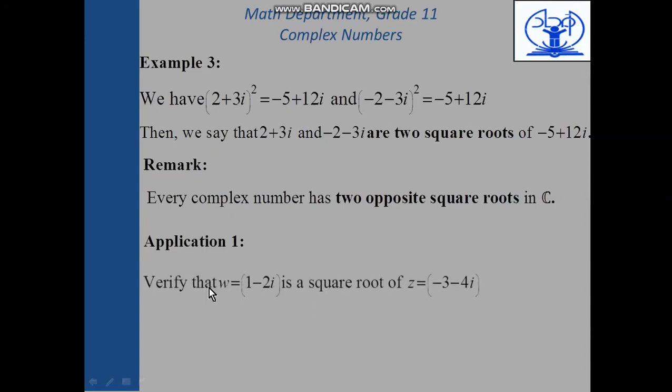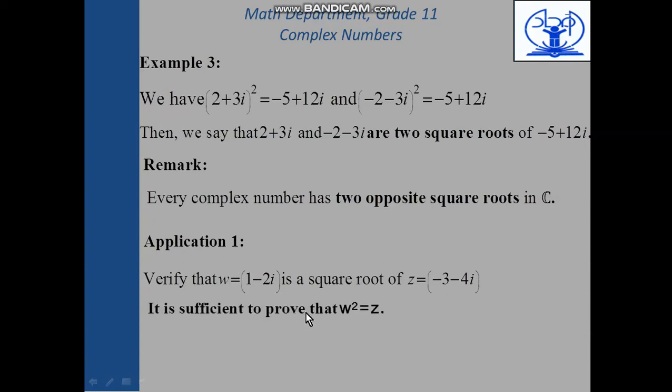Application 1. Verify that w equals 1 minus 2i is a square root of z equals minus 3 minus 4i. It's enough to verify that w squared equals z. w squared equals (1 minus 2i) squared. This one is in the form (a minus b) squared, which equals a squared minus 2ab plus b squared. 1 minus 4 is minus 3, minus 4i, equal to z. So w squared equals z, then w is a square root of z.